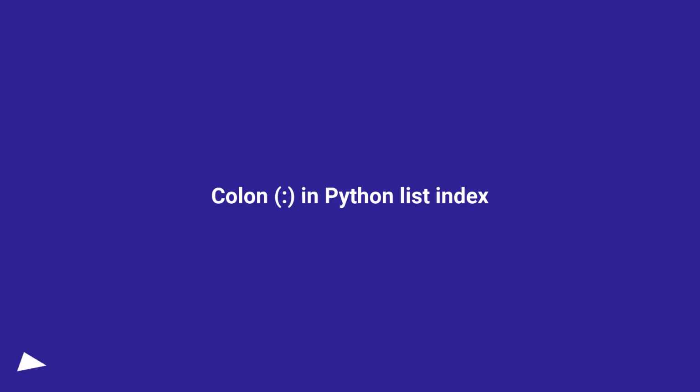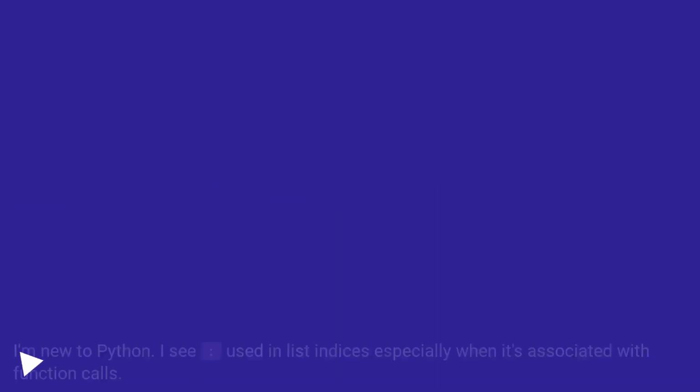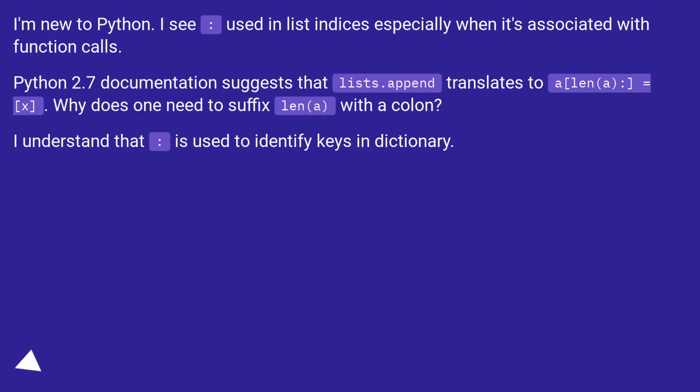In Python list index. I'm new to Python. I see colon used in list indices, especially when it's associated with function calls. Python 2.7 documentation suggests that list.append translates to a[len(a):] = x. Why does one need to suffix len(a) with a colon? I understand that colon is used to identify keys in dictionary.